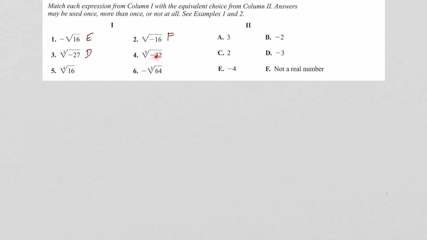Okay, and again, this is an odd index, so the negative is going to pop right out, and we're fifth rooting 32, and we get 2. So this is negative 2. That's B. Here we're fourth rooting 16, 2 to the fourth power is 16, so this is 2. That's a C.